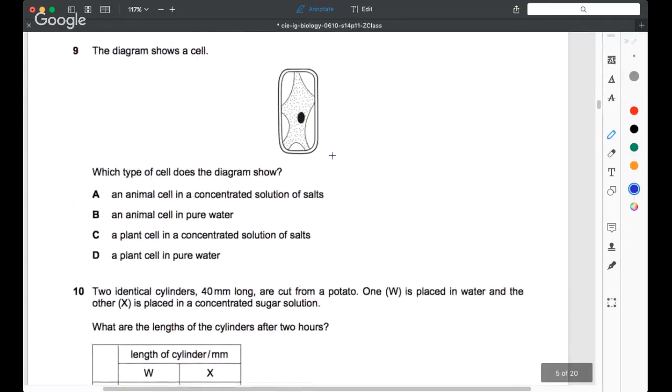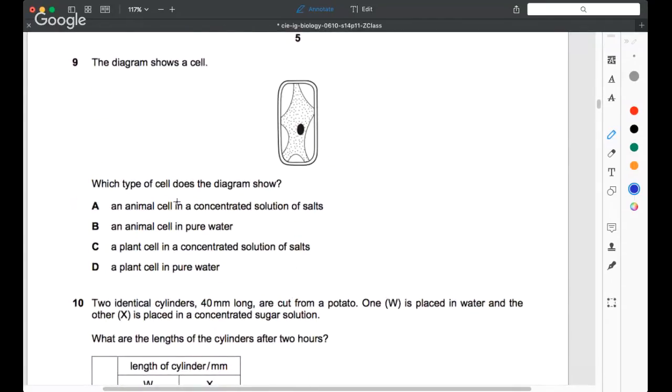The diagram shows a cell. What type of cell does the diagram show? So we look at this diagram, we've got a thick cell wall around the outside. So that means we've got a plant cell, and then all this cytoplasm is kind of hanging off the cell wall. So that shows you that water has left the cell, which means the water is visibly going out of the cell to make all this cell kind of shrivel up, which means that the outside must be a higher concentration than the inside. So the water will move down the gradient by osmosis.